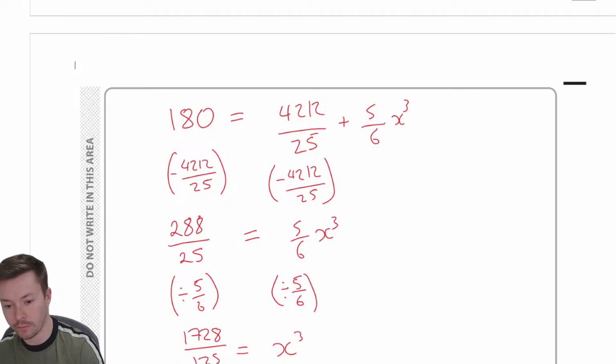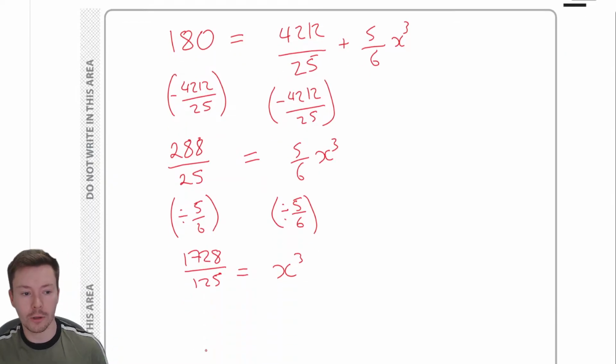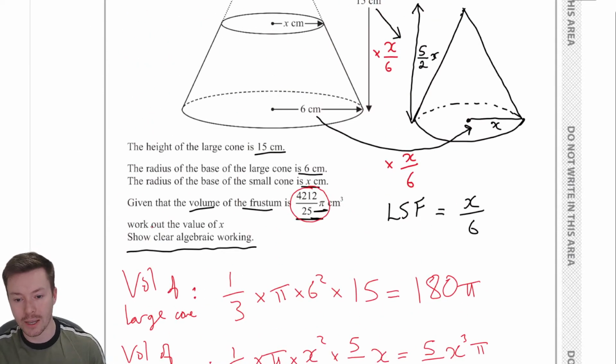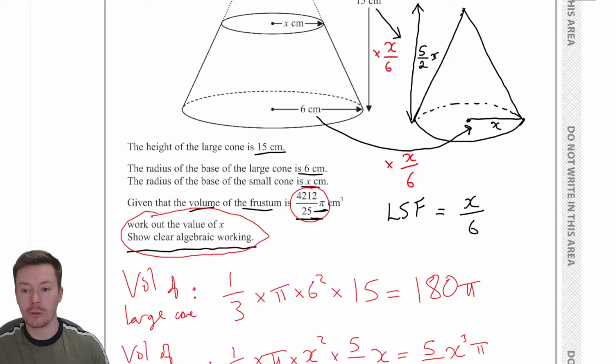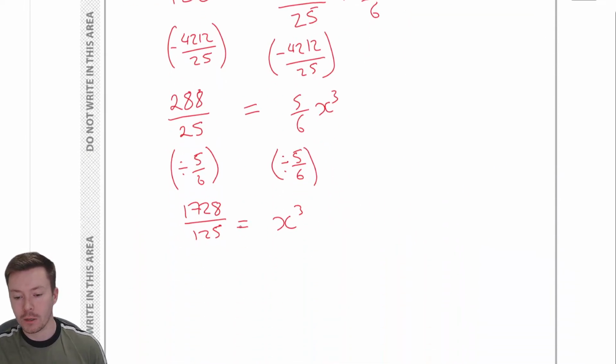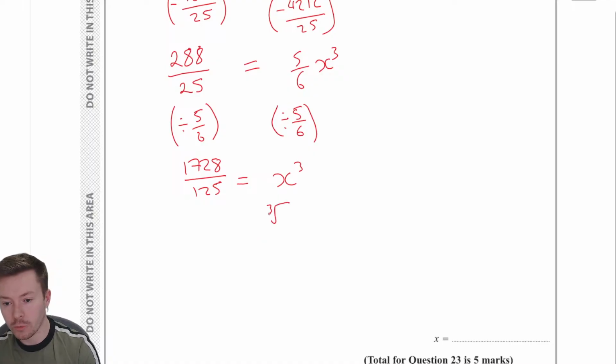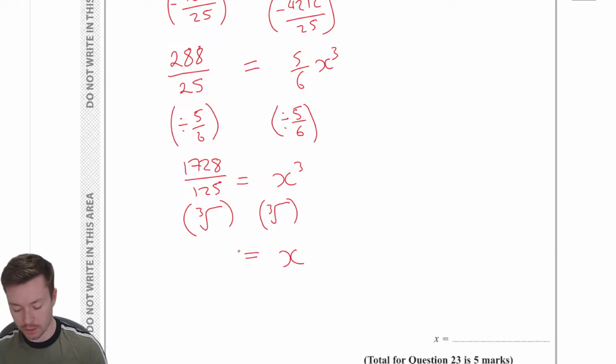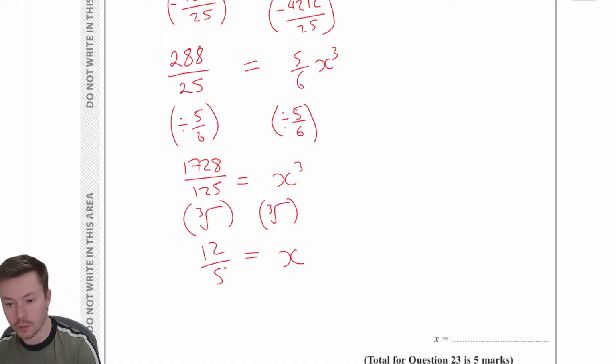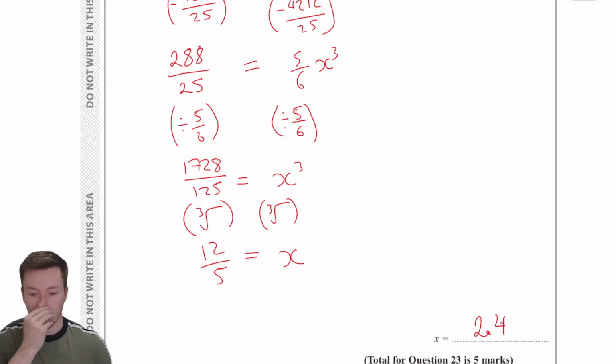1728 over 125. Now, the other thing which made me question that was, I got a decimal answer, and I looked at the question, and it didn't say anything about rounding. If it doesn't say anything about rounding, and you're getting a decimal, double check what you're doing, because chances are it shouldn't be a decimal. Okay? Right, so we get to this point, we're going to cube root both sides, and then we should get a nice value for x. So, cube root, answer 12 over 5, which is an exact decimal. That's 2.4. Okay.